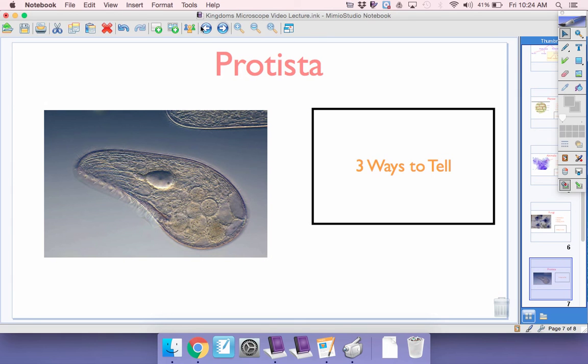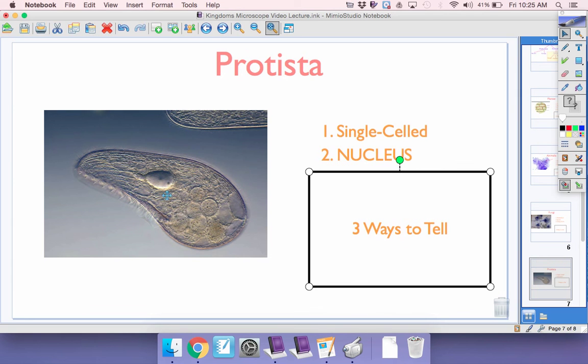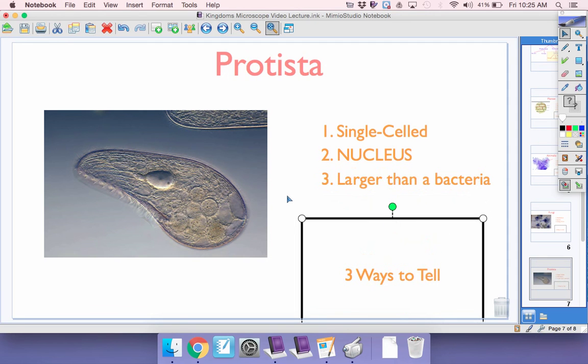Protista are single-celled organisms, and even though they kind of resemble bacteria, they're still a member of the domain Eukarya because they have a nucleus. Three ways to tell a Protista is that it's single-celled, and all the other ones from the other kingdoms are multicelled. It has a nucleus, so it is not a bacteria, even though it's small and single-celled. And then it's bigger than a bacteria. This is a picture of a protist on 400x, so our high power of our microscope. And when you looked at bacteria on your high power of your microscope, it was really, really tiny. So these are a lot larger because they're eukaryotic than a bacteria.